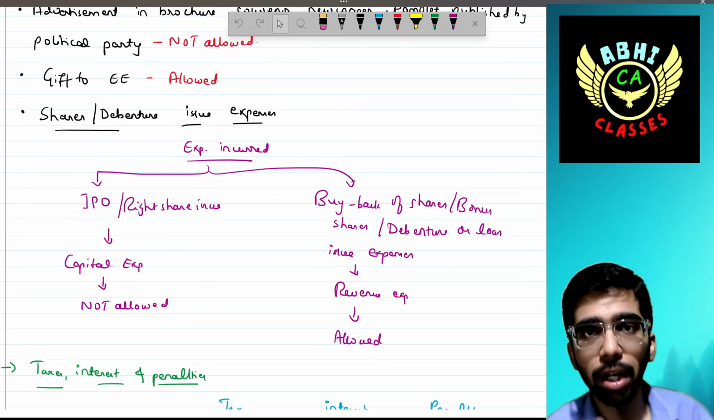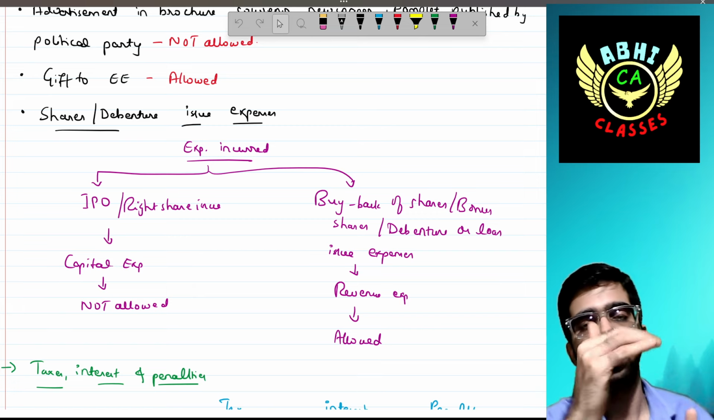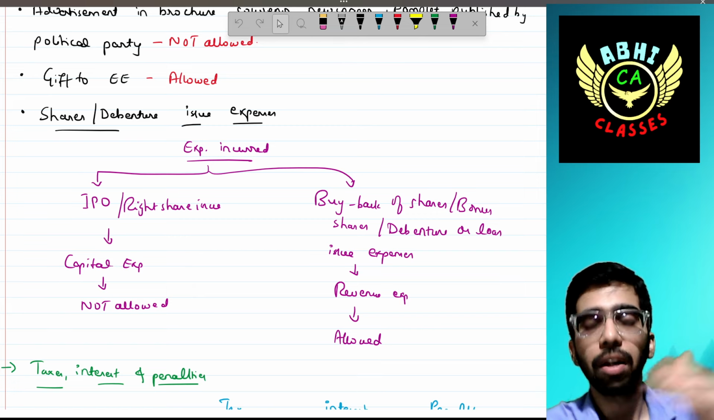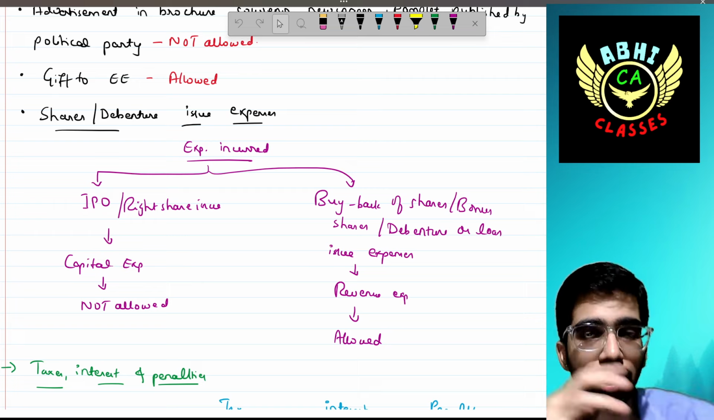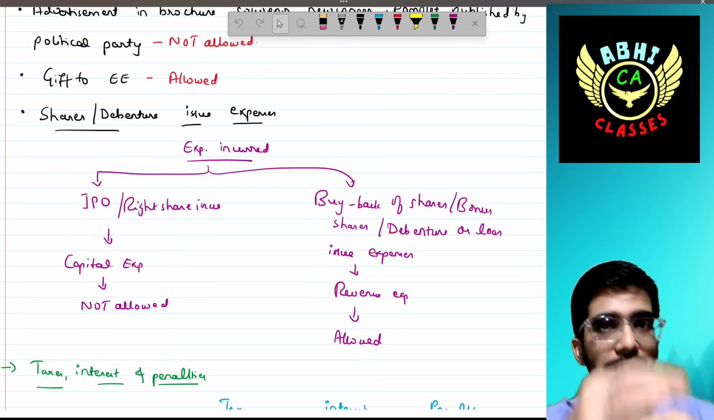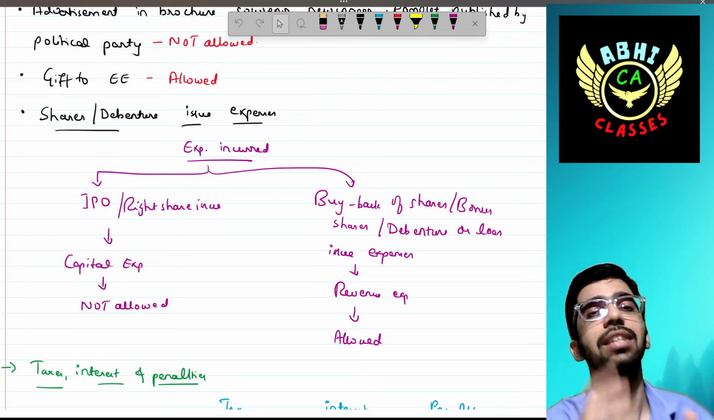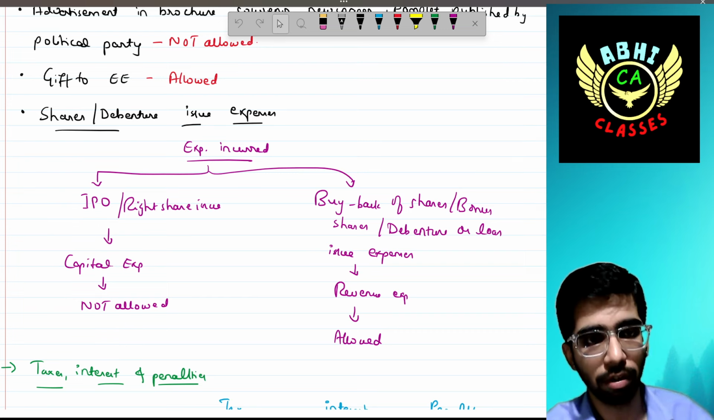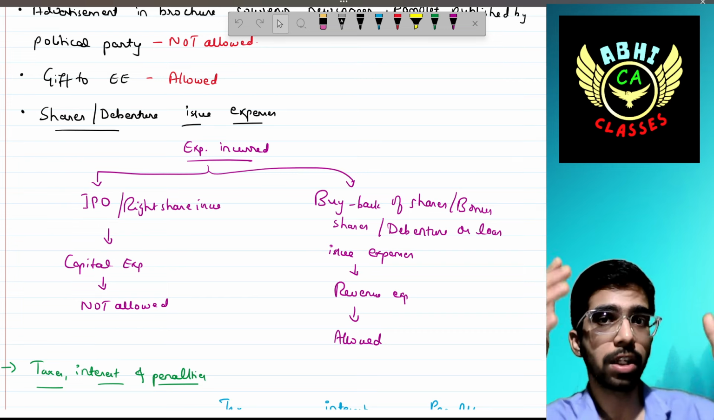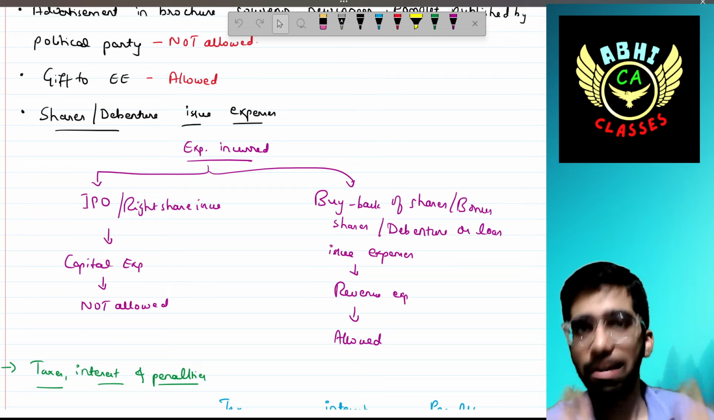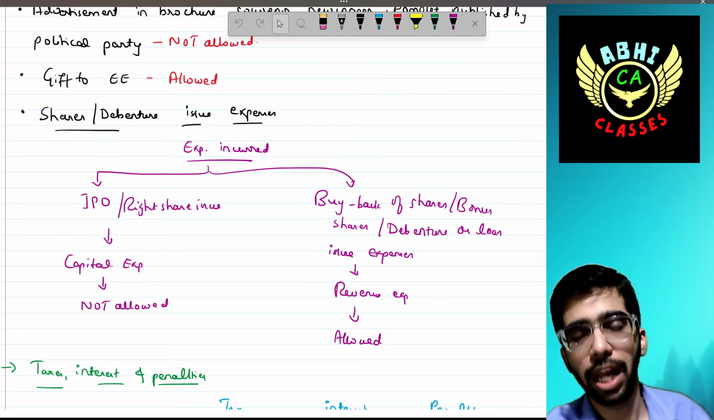Why is it treated as capital in nature? Because there would be changes in the capital formation and the shareholdings, and it is entirely changing the balance sheet figures, and hence it would be treated as capital in nature, but it is not allowed. We have already discussed that expenses should be revenue in nature, otherwise they should be fully avoided.